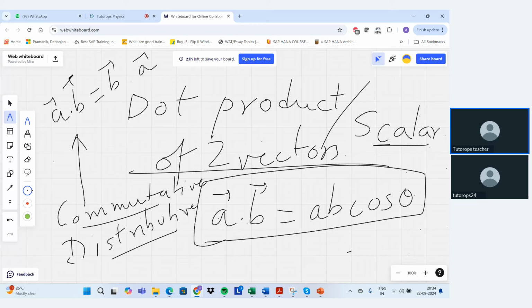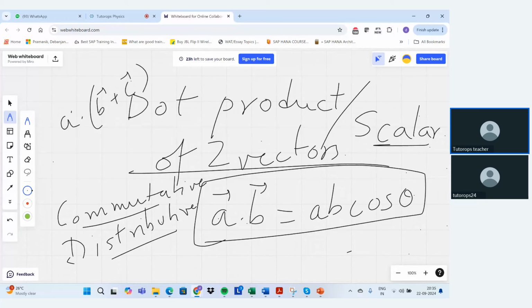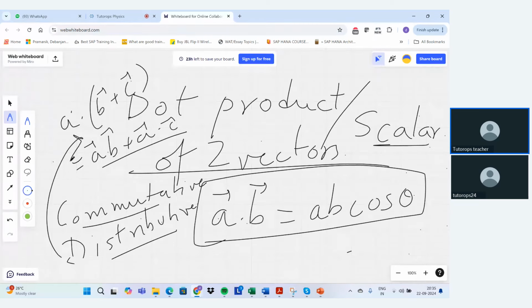The other one is called the distributive property. For example, A dot (B vector plus C vector) is equal to A dot B plus A dot C, like normal multiplication. So this is basically called the distributive property of the dot product of two vectors.